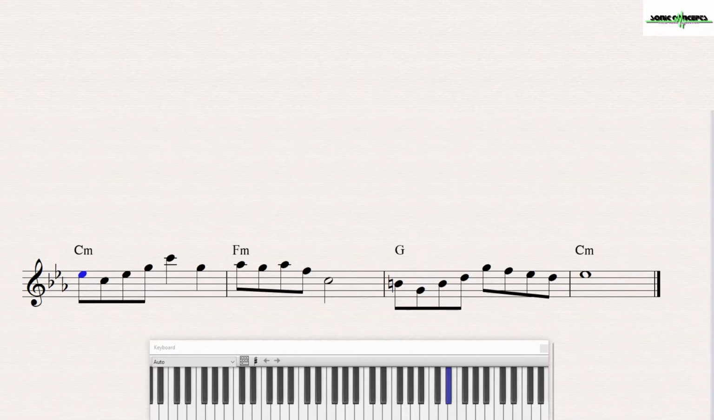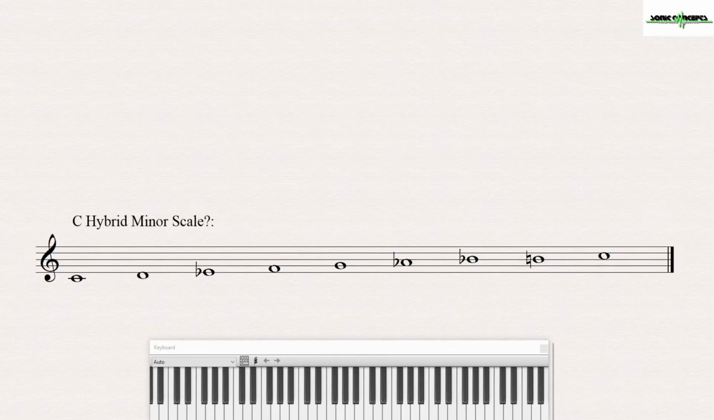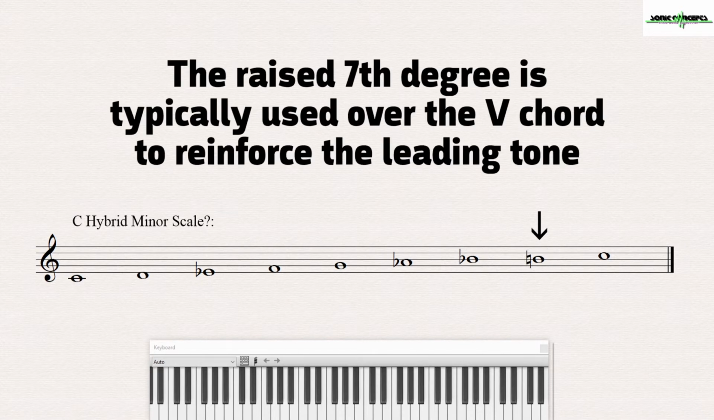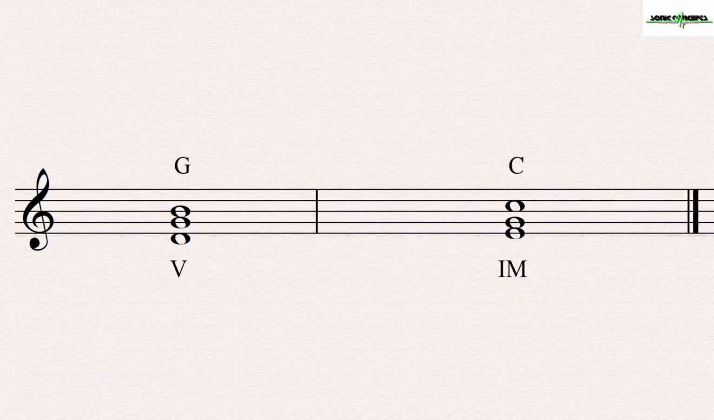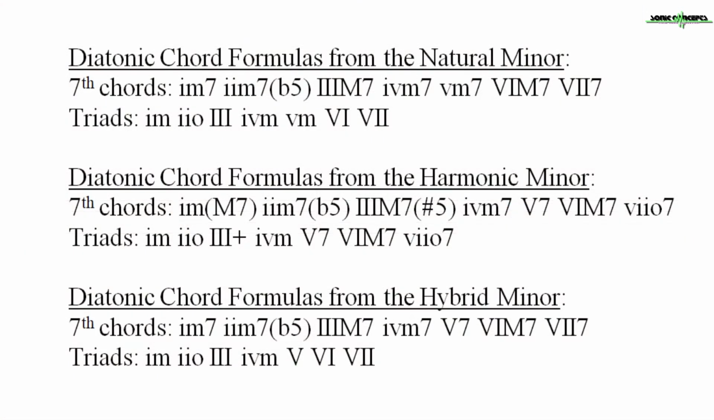In truth, there really isn't a hybrid minor scale to speak of, as it would consist of both a minor 7th and a major 7th. What actually occurs is either one or the other seventh is played when ascending or descending the scale, and the raised seventh degree is typically used over the 5 major chord to reinforce the leading tone present in the 5 major chord. As mentioned earlier, a 5 major chord followed by a 1 major chord is also a very common succession of chords from the major scale for the same reason. Namely, the leading tone found in the 5 major chord wants to resolve to the tonic of the 1 major chord. Regarding triads, this hybrid minor diatonic chord formula now looks like this.